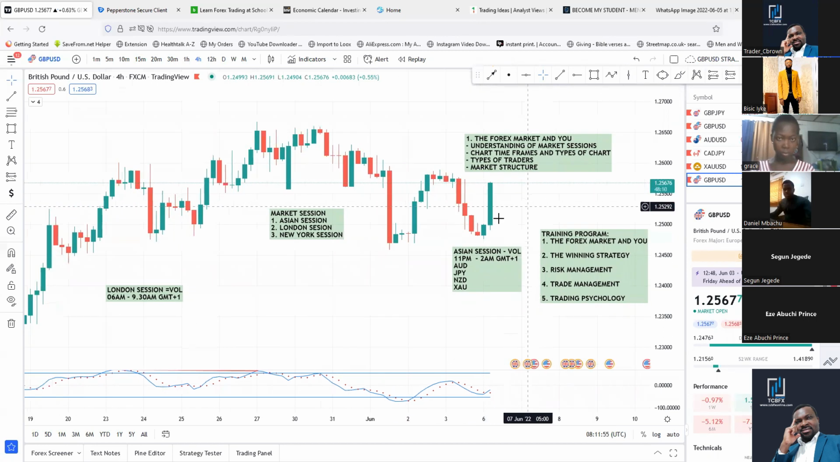All right. I just wanted to show you an example of what the London session looked like. And look at how massively it's pushing up.